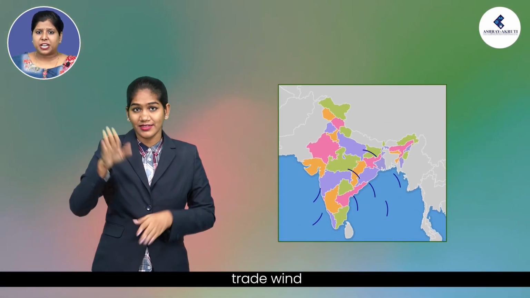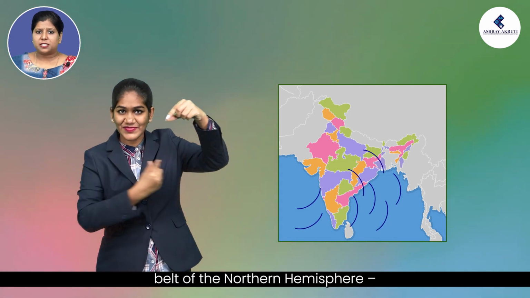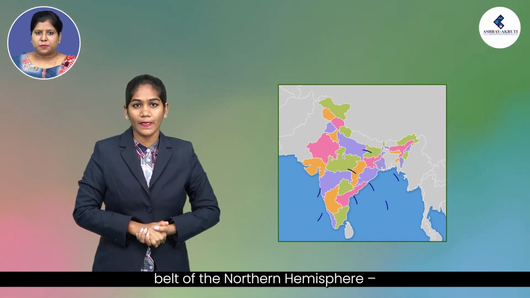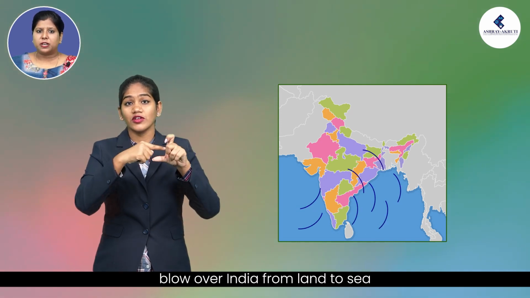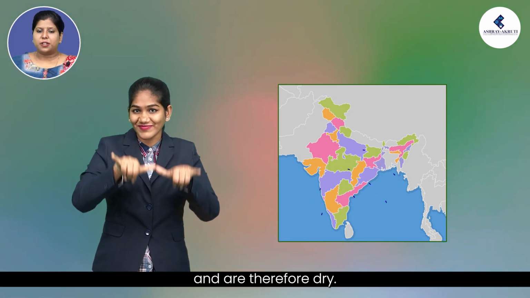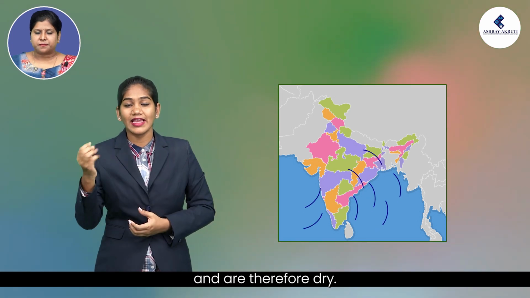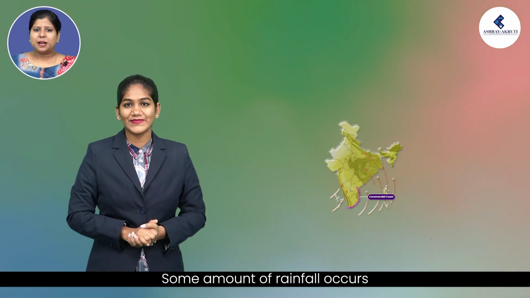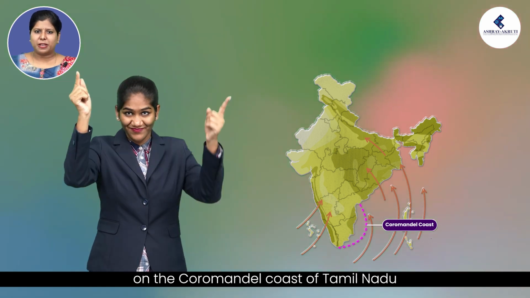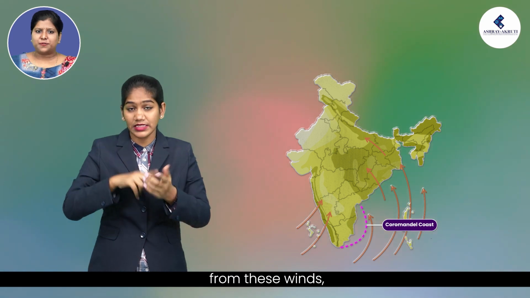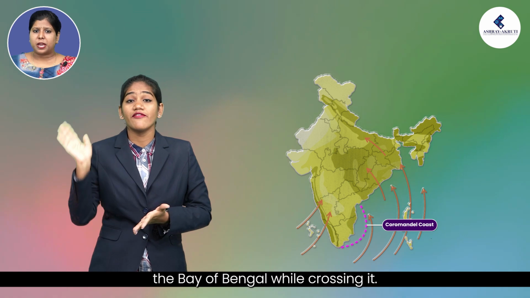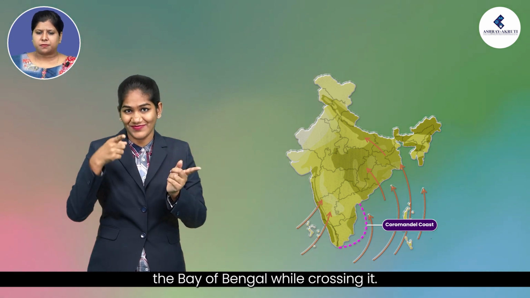India lies in the trade wind belt of the northern hemisphere. Northeast trade winds blow over India from land to sea and are therefore dry. Some amount of rainfall occurs on the Coromandel coast of Tamil Nadu from these winds. They pick up moisture from the Bay of Bengal while crossing it.